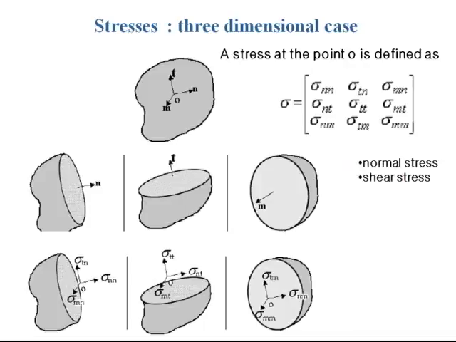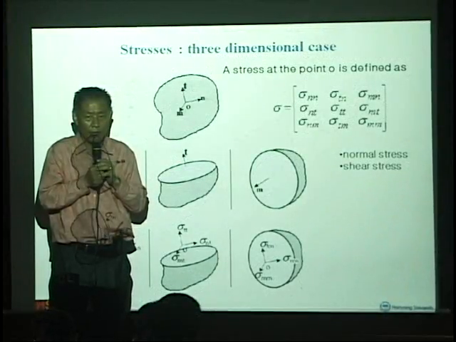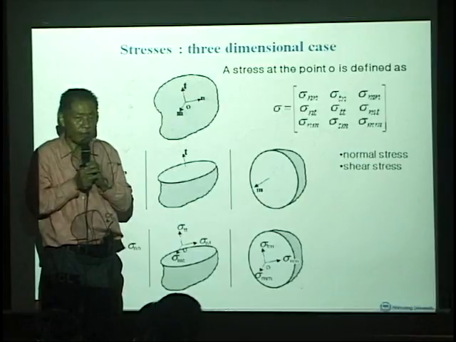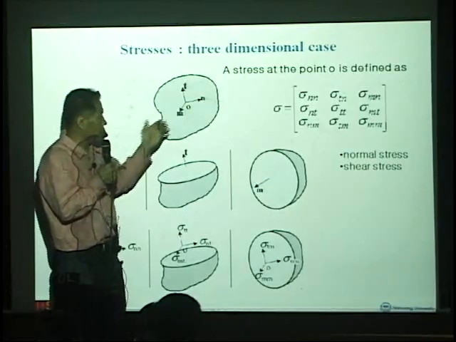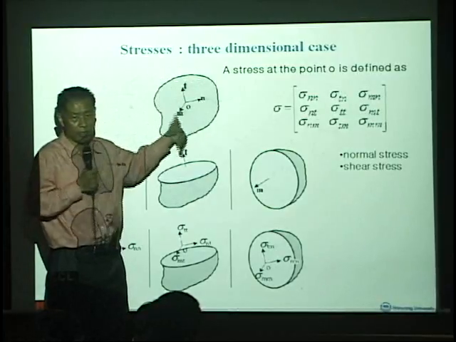Again, the concept is the same as the 2-dimensional case. We are trying to define an internal stress at a point O. First, how many cross-sections can we have in 3-dimensional space? Well, again, we can have an infinite number of cuttings.